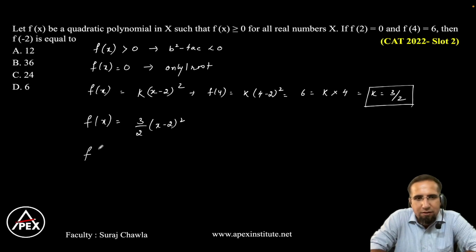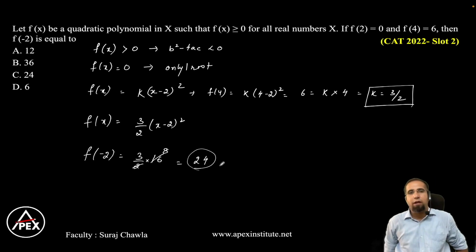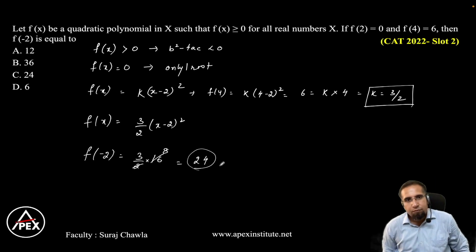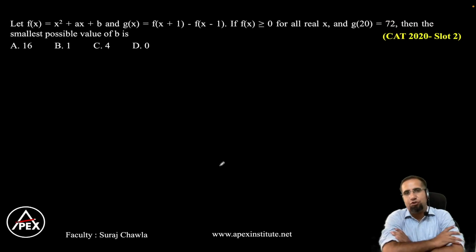Now we want f of minus 2. So f of minus 2 will be 3 by 2 into minus 2 minus 2, which will give you minus 4. Minus 4 whole square will give you 16. So 2 ones are 2, 2 eights are 16, and therefore our final answer in this case has to be 24, which is going to be our final value. Clear, guys? So not a very difficult question to answer again. Again, application of quadratic and functions.